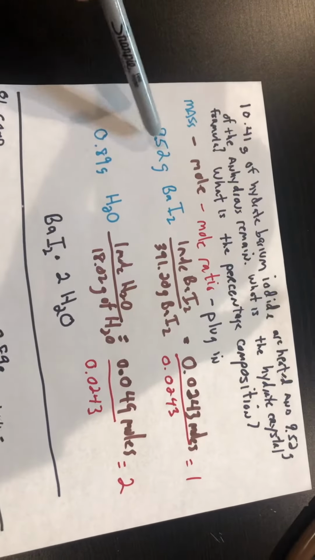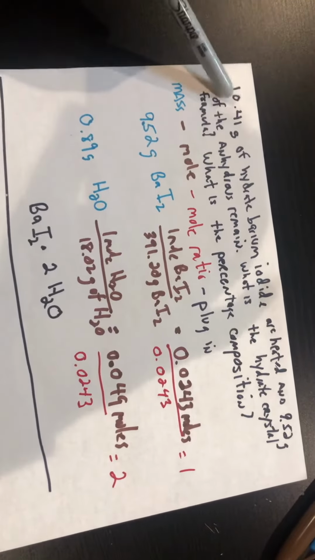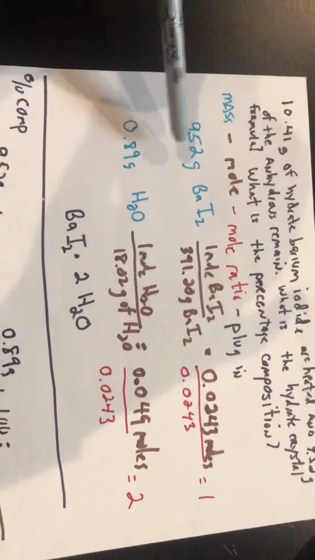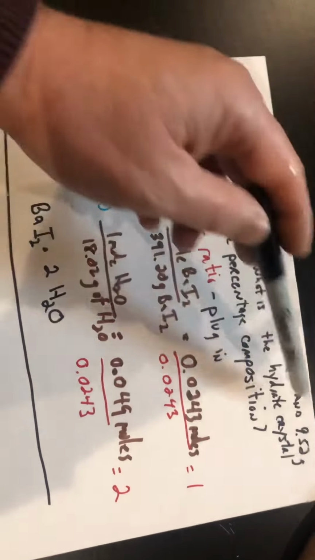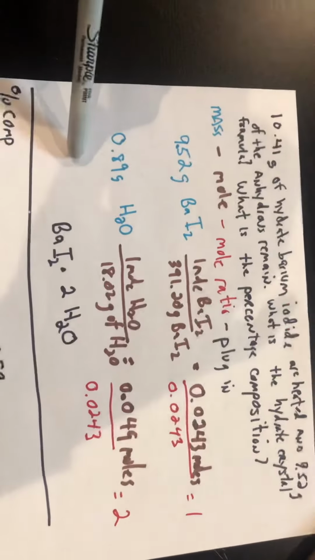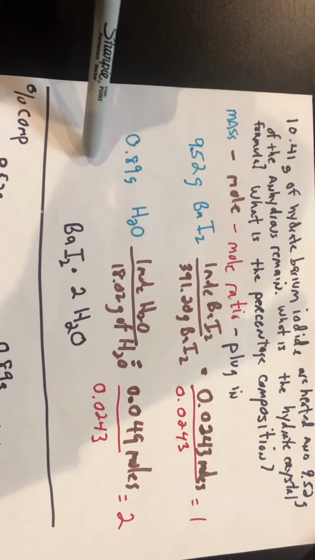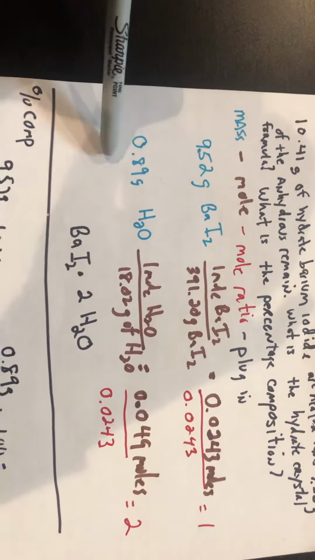So the first step I put in blue here is the mass step. That was the crystal with the water. When you heat it, the water's gone, so whatever's left is just the compound itself. When you subtract these two, which gives you 0.89, that's the water, because you lose weight, as you remember. So that's the mass step.